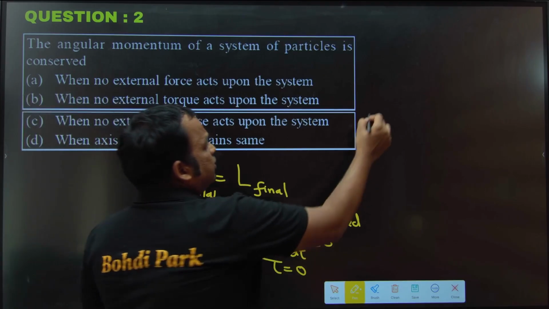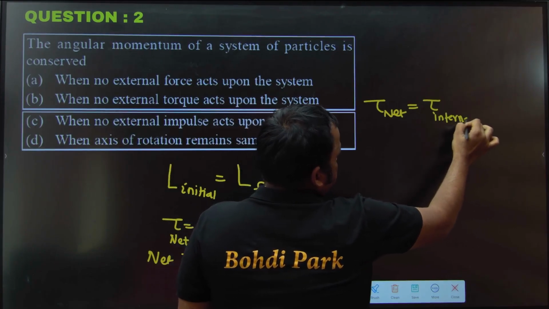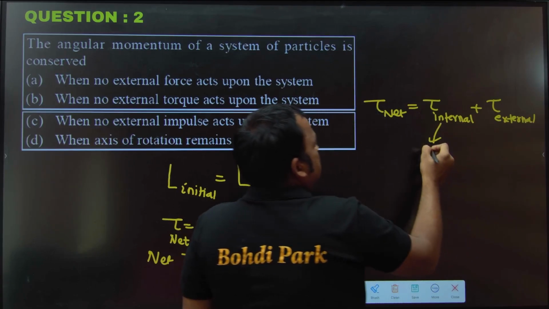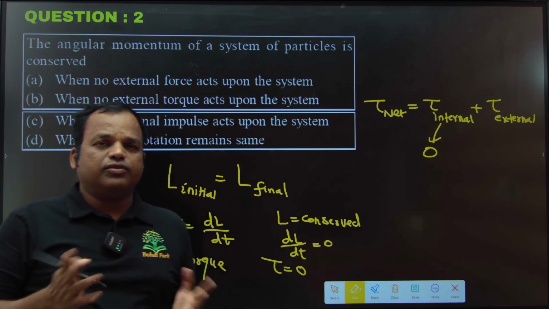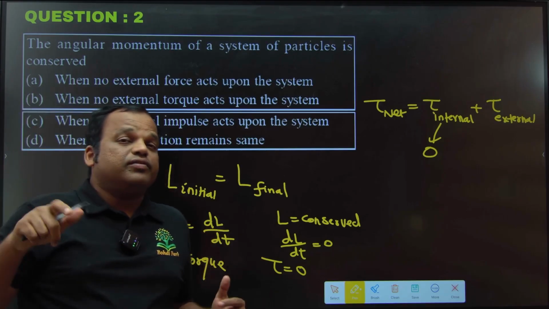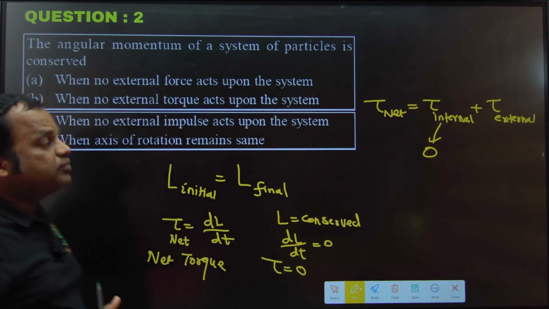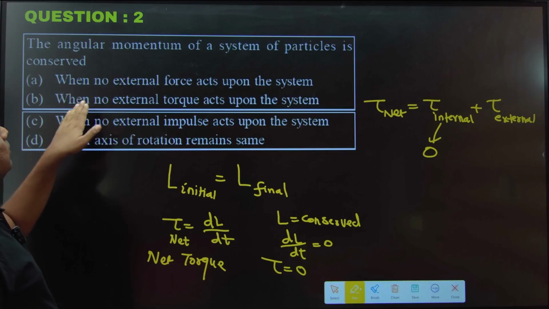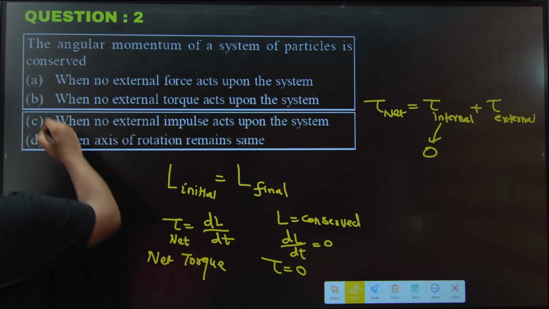Now net torque means internal torque plus external torque. Internal torque is always 0, because internal torques cancel each other, like internal forces cancel each other, so internal torques cancel each other for a system of particles. So if there is no external torque also, then we can say net torque 0. So the angular momentum is conserved when no external torque acts on the system. So that will be the answer.